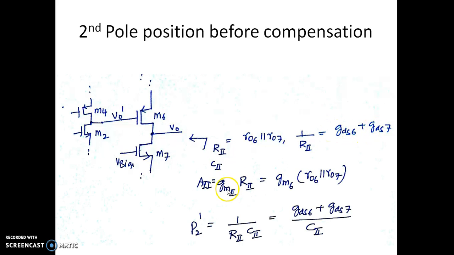And of course you can write the gain of the second stage as GM2 into R2, where GM2 is given by GM6 and R2 is R06 in parallel with R07. So P2 dash is now given by 1 over R2C2. So 1 over R2C2 can be written as GDS6 plus GDS7 divided by C2. Now this you can easily write it. This is the position of the second pole before compensation.